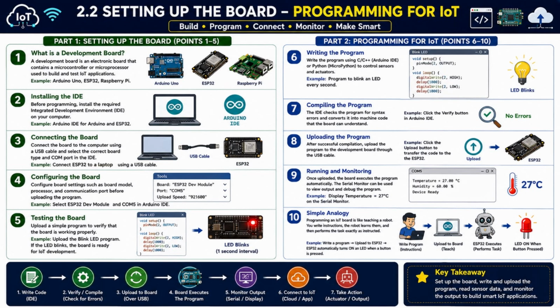Today's topic is setting up the board and programming for IoT. Also, we have to do it. We have to learn it. For this, we need a development board. What is a development board? What is it for? A development board is an electronic board that contains a microcontroller or microprocessor used to build and test IoT applications, to do IoT prototype projects. For example, take Arduino Uno or ESP32 or Raspberry Pi.